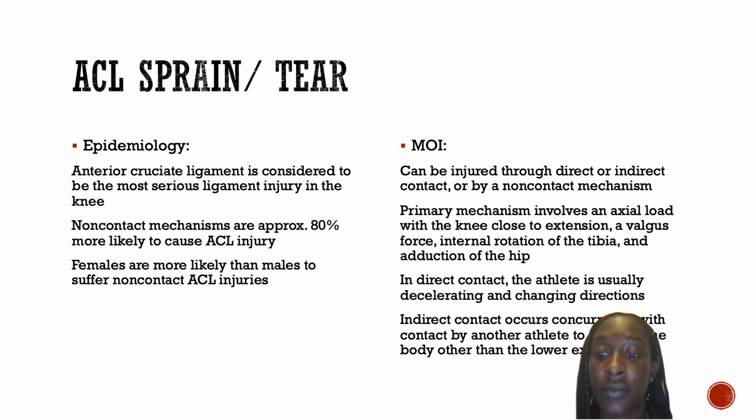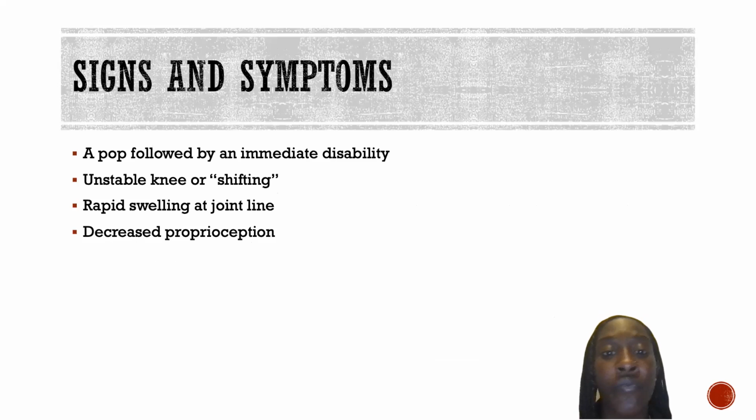Or indirect contact, which occurs concurrently with contact by another athlete to a part of the body other than the lower leg. So somebody getting tackled up top, or somebody setting a screen and their knee is planted and they get knocked over up top on the upper body.